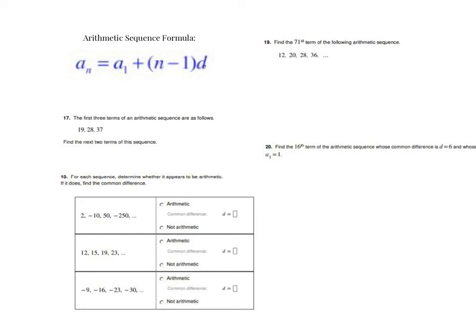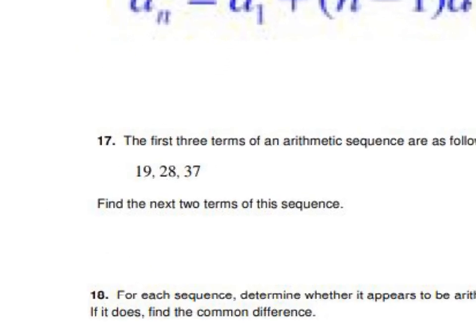Problem 17 tells us that the first 3 terms of an arithmetic sequence are as follows. We have 19, 28, and 37. It wants us to find the next 2 terms. So when I look at this, the first thing I'm going to do is find that common difference. Because we're increasing, I know it's going to be a positive number. I'm going to take my bigger number minus my smaller number, so 28 minus 19. And I'm left with 9. So the common difference is 9.